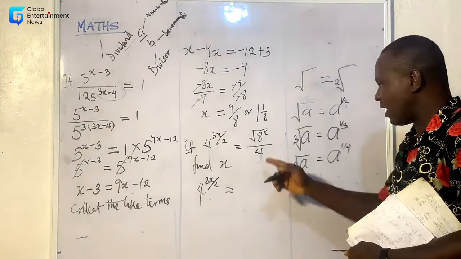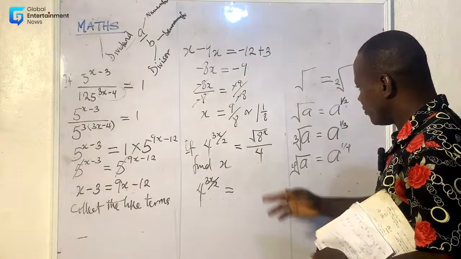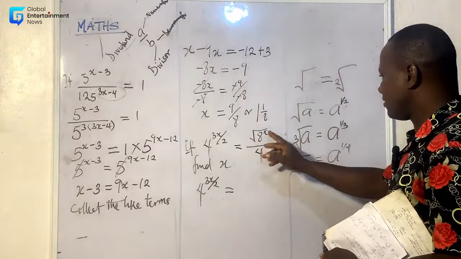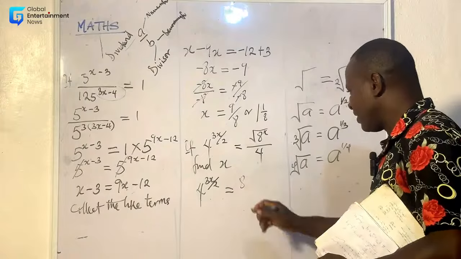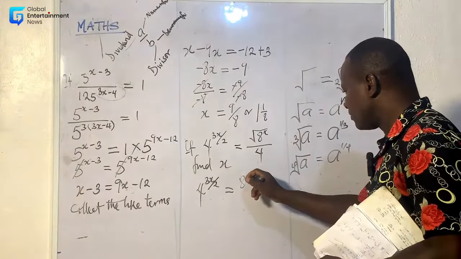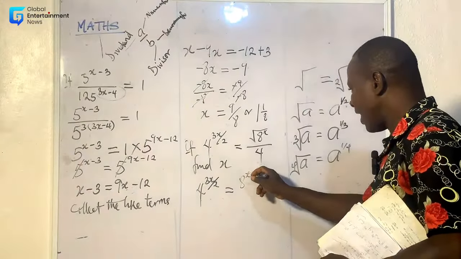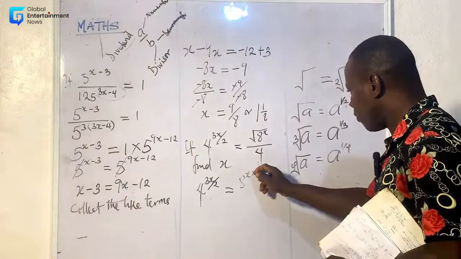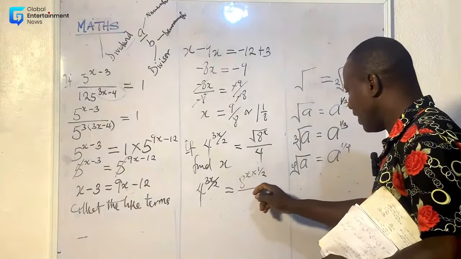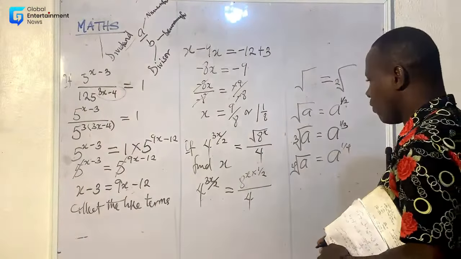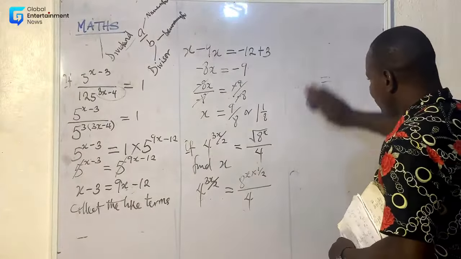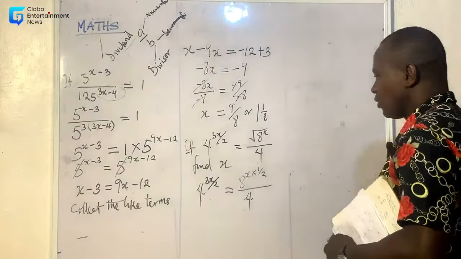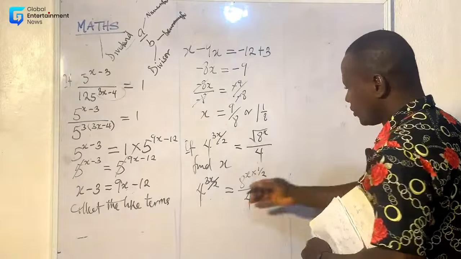Now look at this. This is the square root of 8 raised to power x. Definitely what we have here is 8 raised to power x times 1 all over 2. Then everything over 4. Everything over 4. Okay. Now, what do we need to do now?